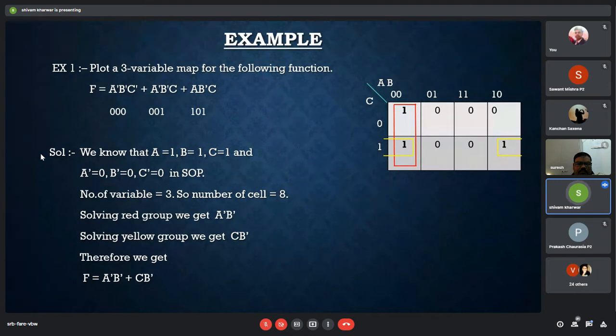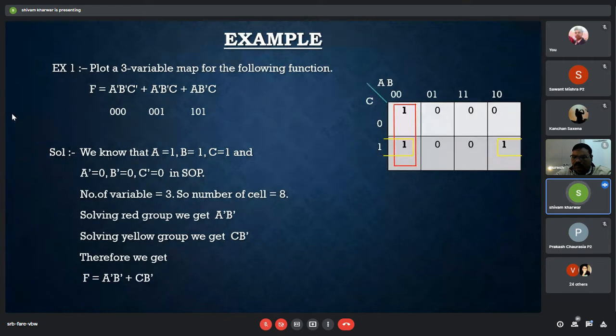Let us consider an example. In this example, we have to plot a three variable map for the function F is equal to complement of A, complement of B, complement of C plus complement of A, complement of B, C plus A, complement of B, C.